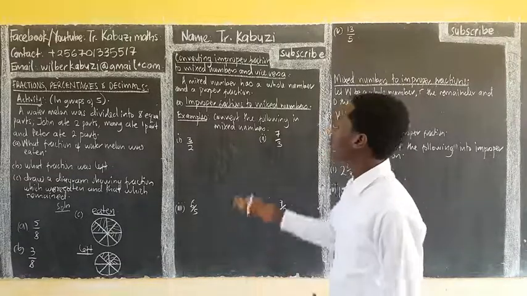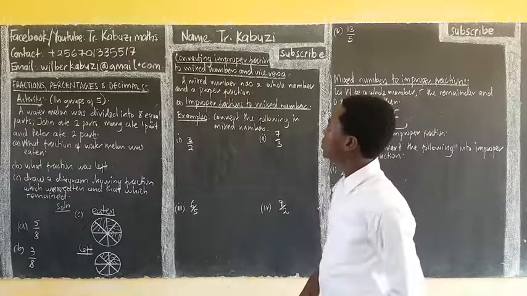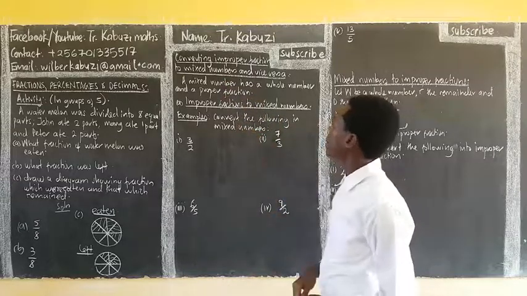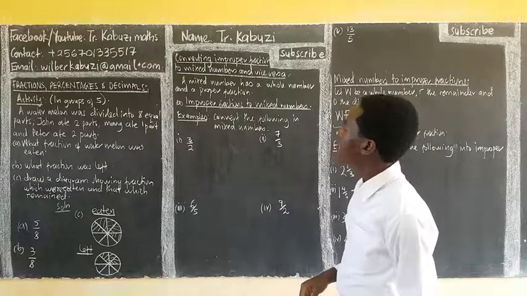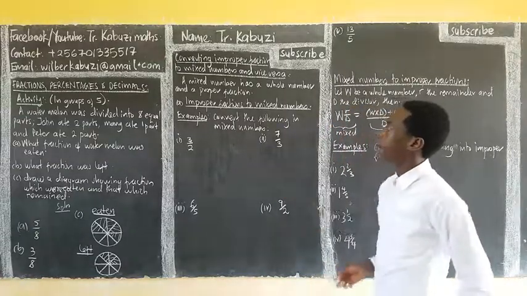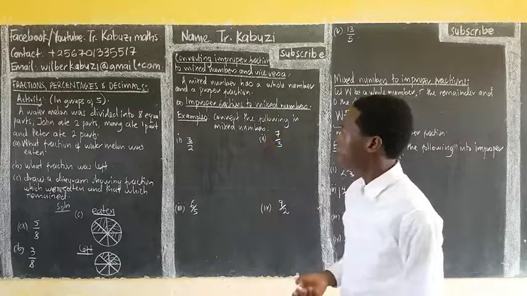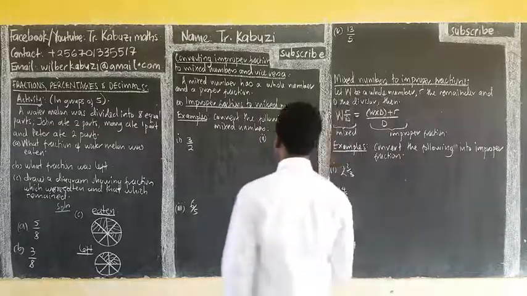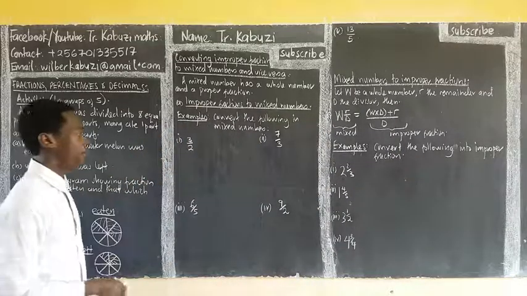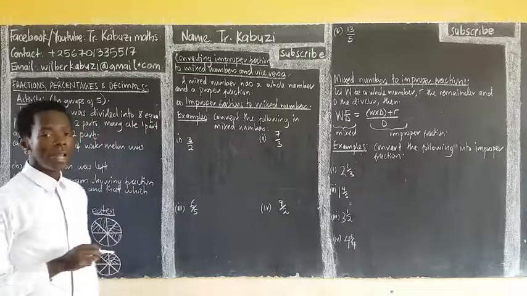Vice versa means you can now convert those mixed numbers into proper fractions. So we start with a mixed number, which has a whole number and a proper fraction. I think you know now what a proper fraction is. So for proper fractions to mixed fractions, convert the following to mixed fractions. Now this one I'm going to show you how we do it. Then you are going to try that exercise in your groups.